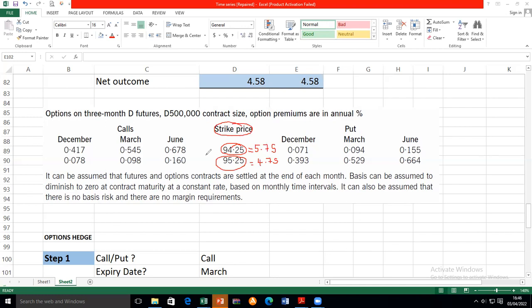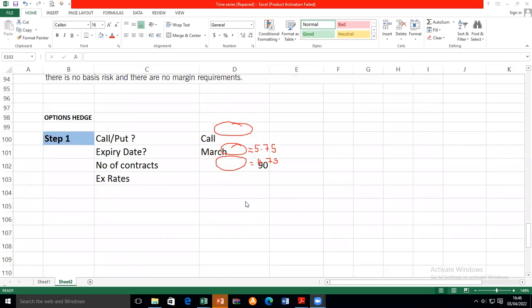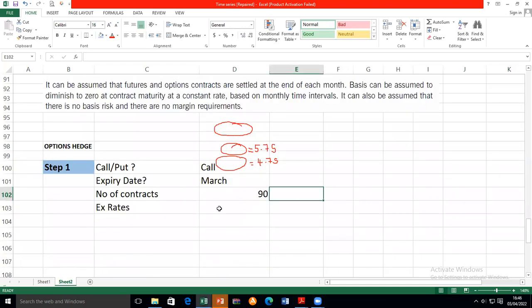All right, so we have got the right to invest at 5.75 or 4.75. We're on this side, okay? So with that information, you can now come here. 4.75 and 5.75. Okay, these are the two rates.